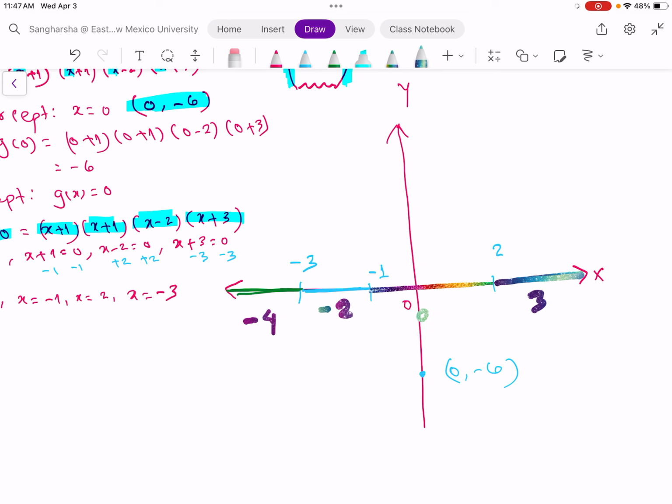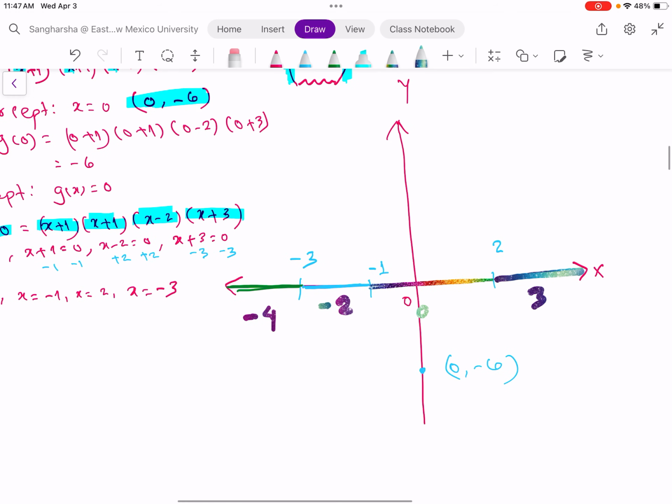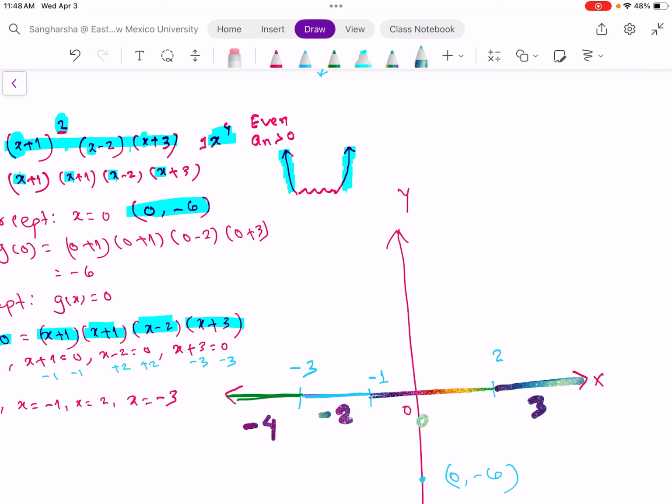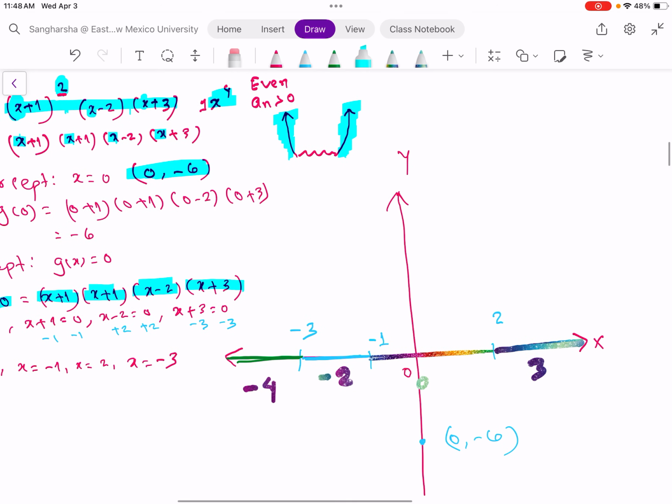Now, once we have this, we check the sign of the function at this number. So we want to know whether the output is positive or negative. If the output is positive, we draw the graph above the x-axis. If the output is negative, we draw the graph below the x-axis. We already know that our graph looks this kind on the left, and this kind on the right. We already know this one, but still we can check at negative 4.